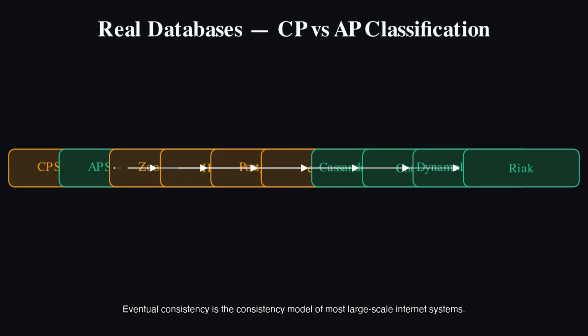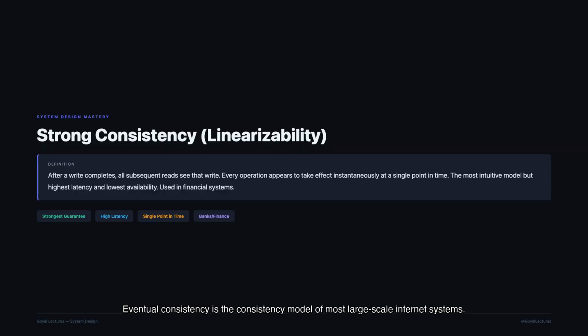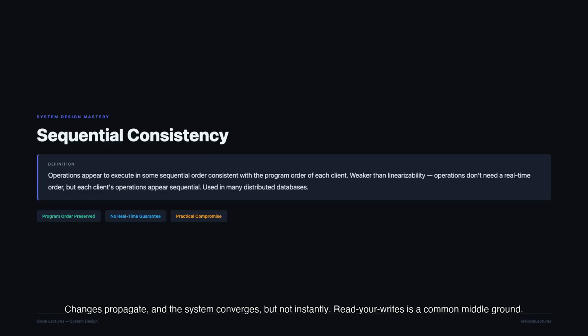Eventual consistency is the consistency model of most large-scale internet systems. Your Instagram follower count, your Amazon cart, your DNS records, all eventually consistent. Changes propagate and the system converges, but not instantly.